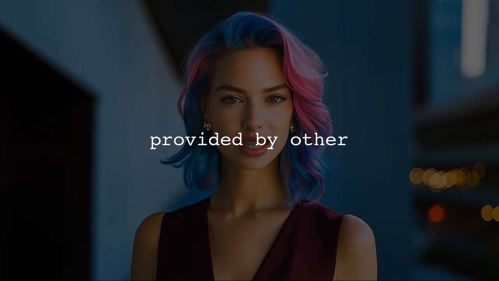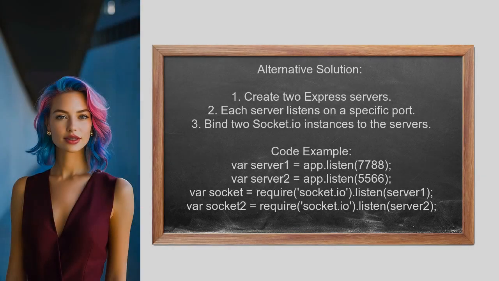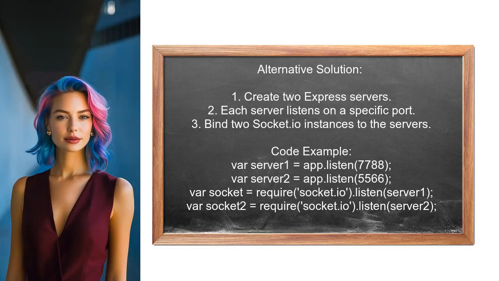Now, let's look at the answers provided by other users. An alternative approach suggests creating two separate Express servers, each listening on a different port. This allows you to bind two Socket.io instances to these servers, enabling you to handle different types of clients effectively.